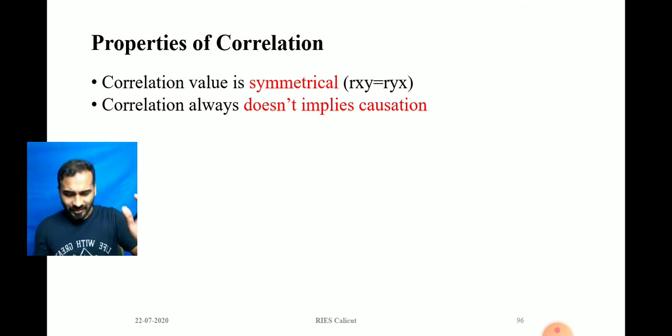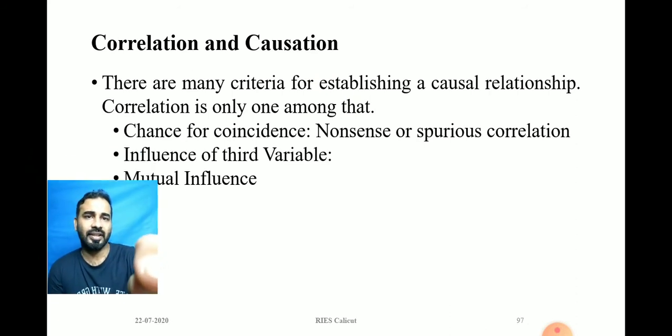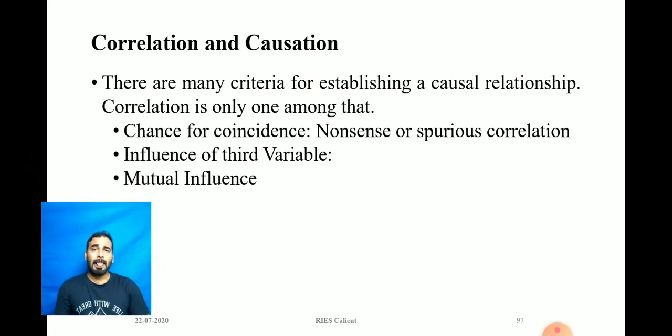Then the last one is not a property, but it is a statement associated with the correlation: correlation does not always imply causation. Correlation will not tell us whether there is theoretically a relationship or not. That we will discuss later. So what is this correlation and causation? As I told you, correlation will not tell us whether there is a causation or not. So what is this causation and what is this correlation?